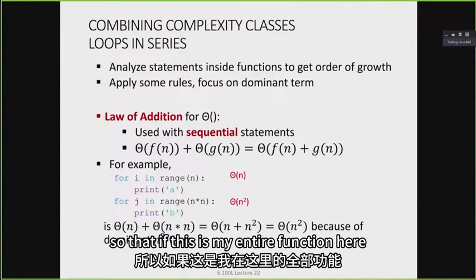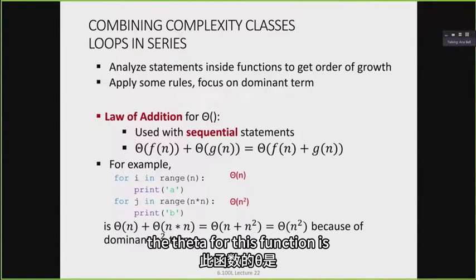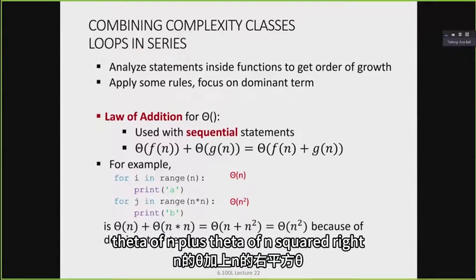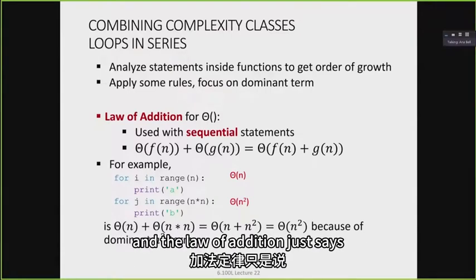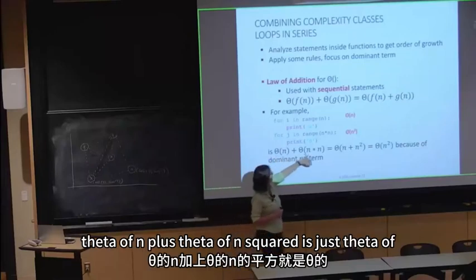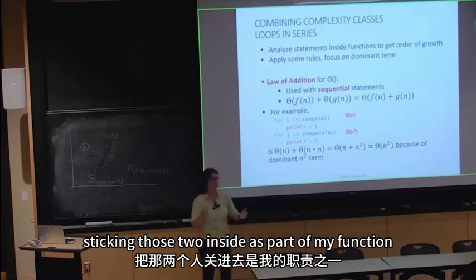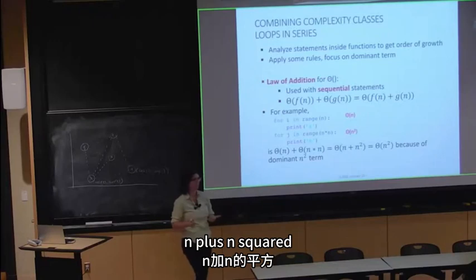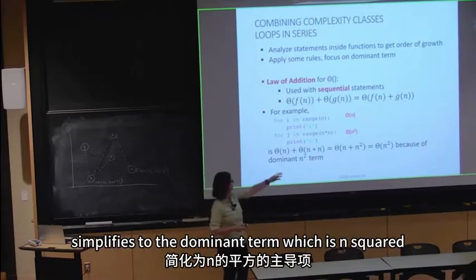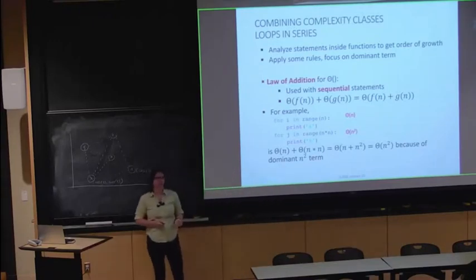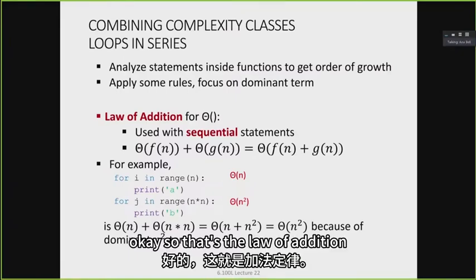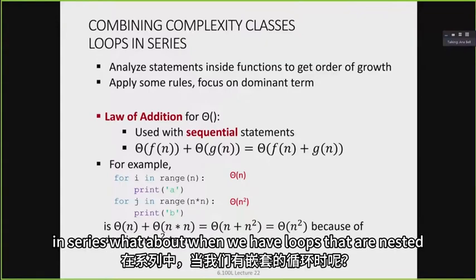So if this is my entire function here, the theta for this function is theta of n plus theta of n squared, right? And the law of addition just says theta of n plus theta of n squared is just theta of, sticking those 2 inside as part of my function, n plus n squared. And we know how to do that. That just simplifies to the dominant term, which is n squared. Okay? So that's the law of addition. So that's when we have loops or things like that in series.